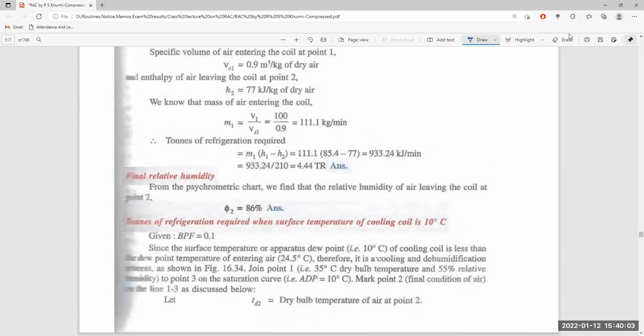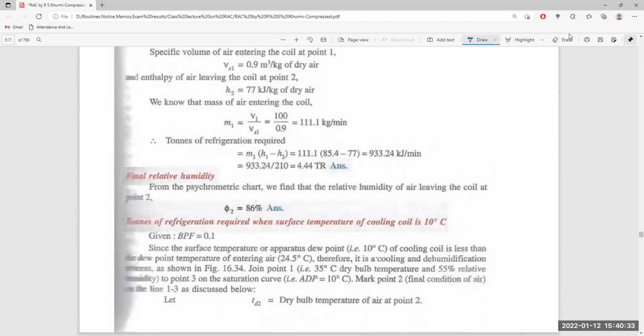Since the surface temperature of the apparatus dew point, that is 10 degrees centigrade, of the cooling coil is less than the dew point temperature of the entering air at 43 degrees centigrade, it is a cooling and dehumidification process. Now, mark point 1 at dry bulb temperature 35 and 55% relative humidity, and the ADP at 10 degrees centigrade.